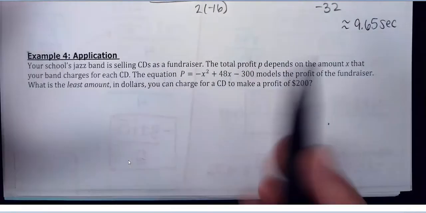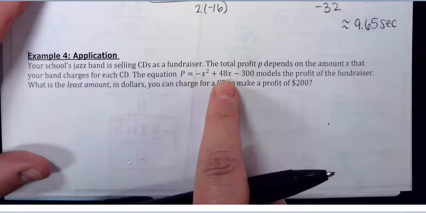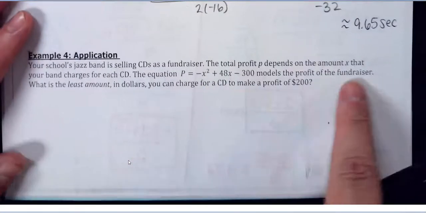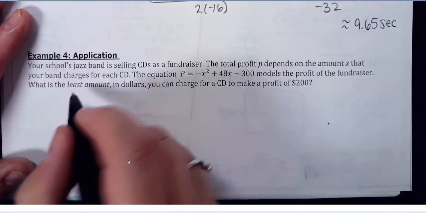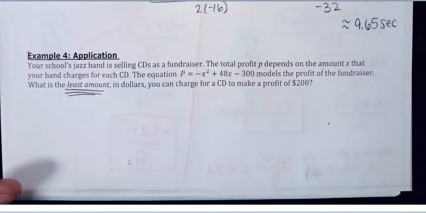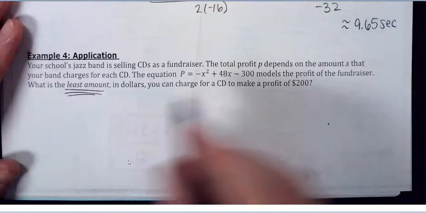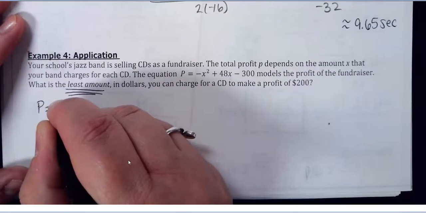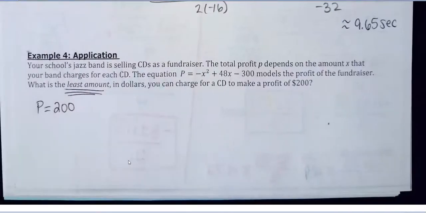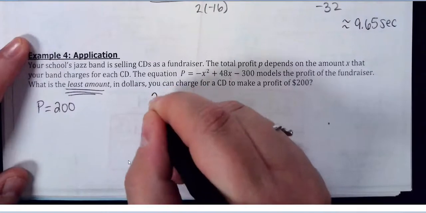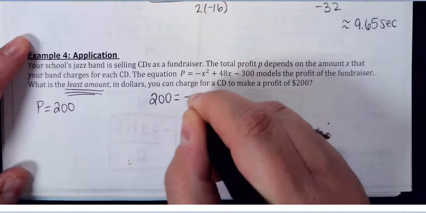Now, this is kind of a weird question. All right, so P is going to be your profit, and it's modeled by this equation. It's got negative x squared plus 48x minus 300. It models the profit for the fundraiser. This says what is the least amount in dollars that I can charge for a CD to make a profit of $200. In the equation they give you, the P is supposed to stand for the profit. So you want to make a $200 profit. So I'm just going to put the 200 in place of P. That's what the intention is here.